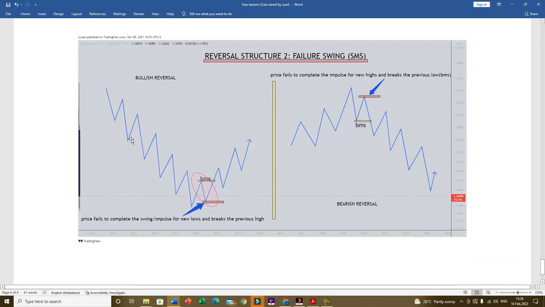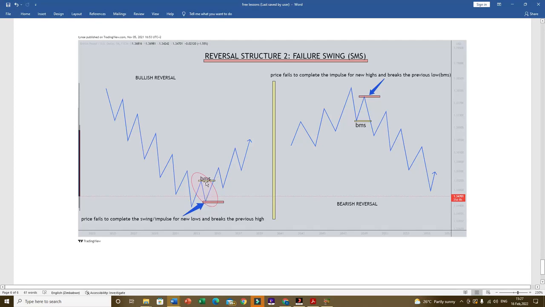So what we'll be having here is our price creating lower lows, lower highs, lower lows, lower highs, like that, right? But what will happen is that our price will fail to break the previous low. Remember, on the rules, we say if we're in a downtrend, we should continuously form lower lows. But here, price is failing to create a lower low, and it's breaking the previous high, right?